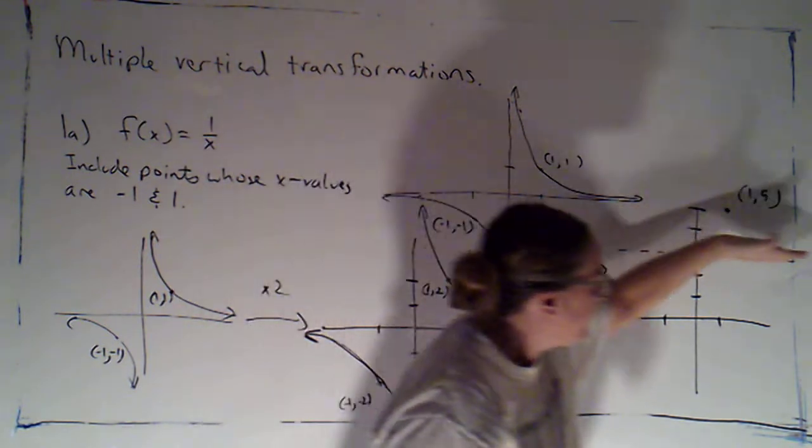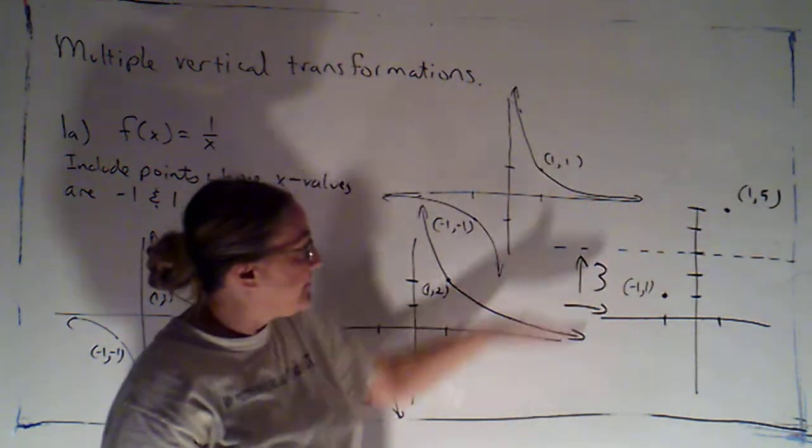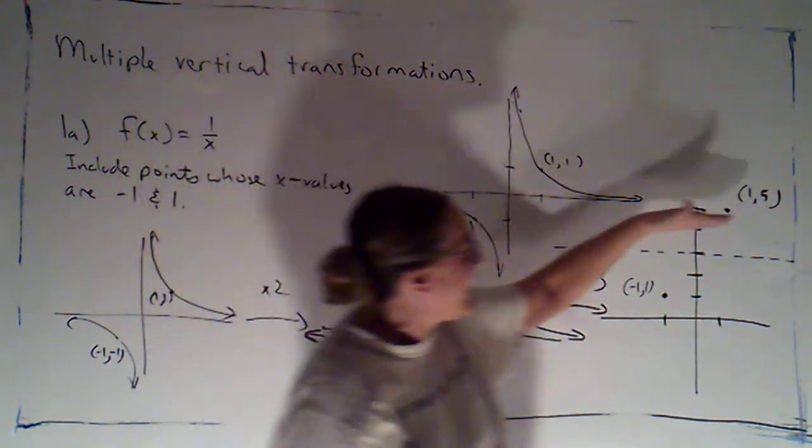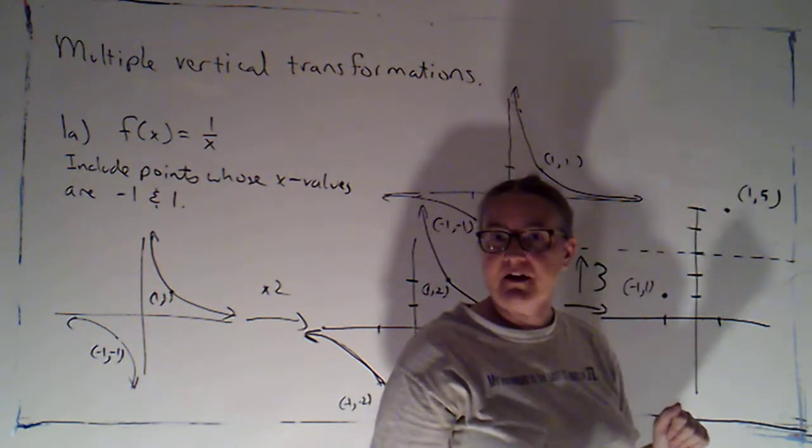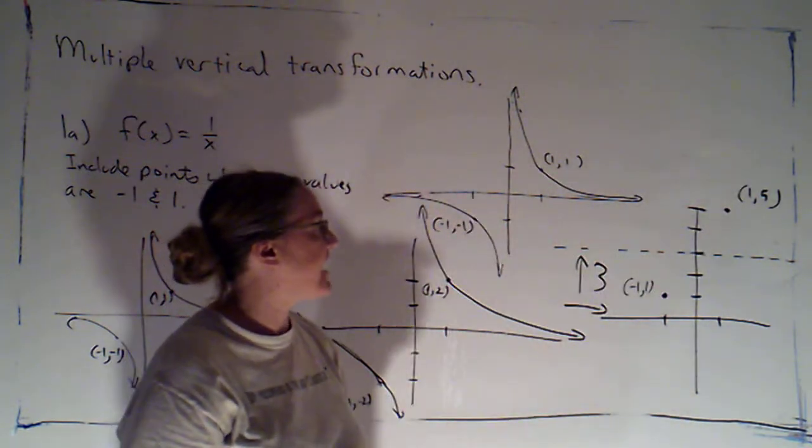This is just going to show me that the bottom piece won't go above this line and the top piece won't go below this line. So that asymptote does change.